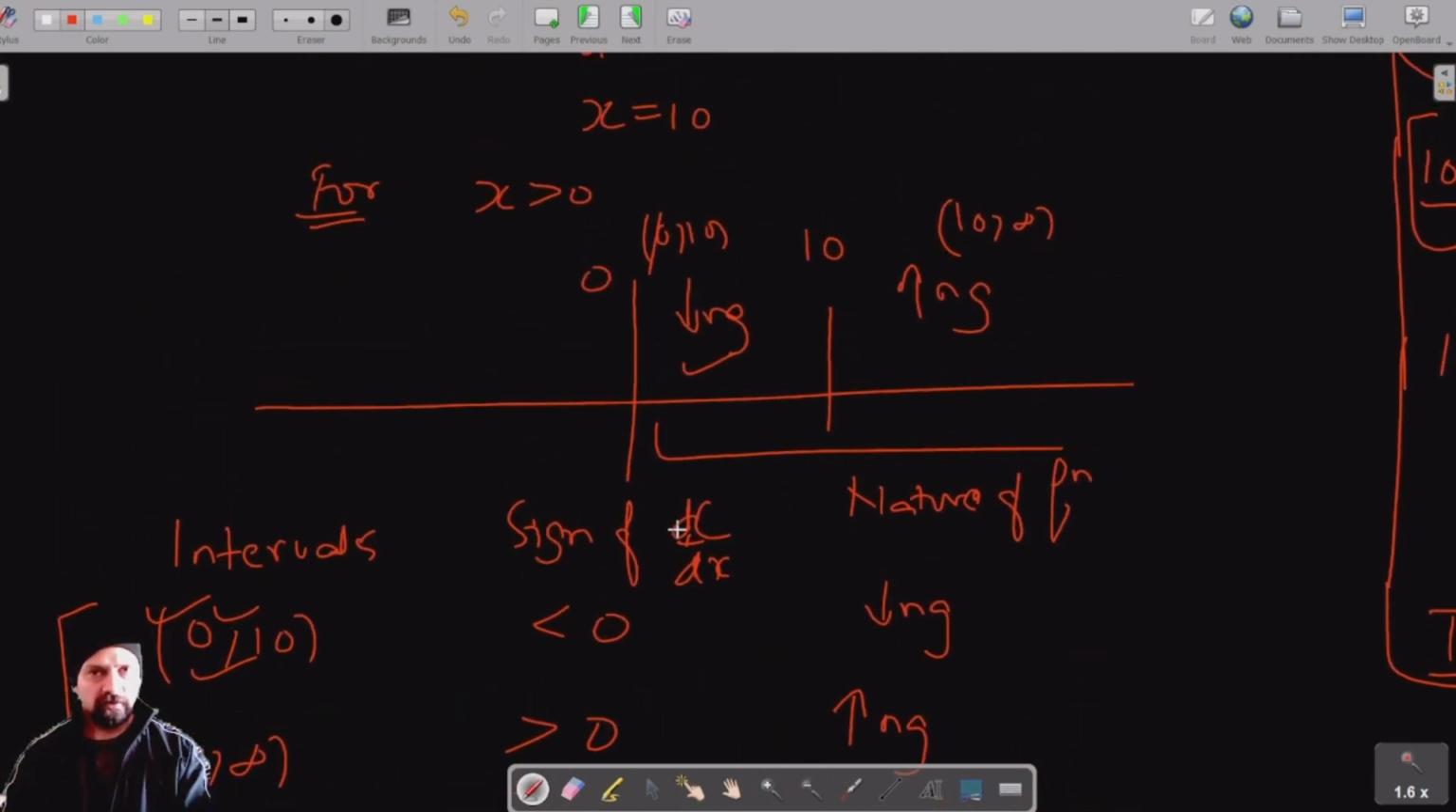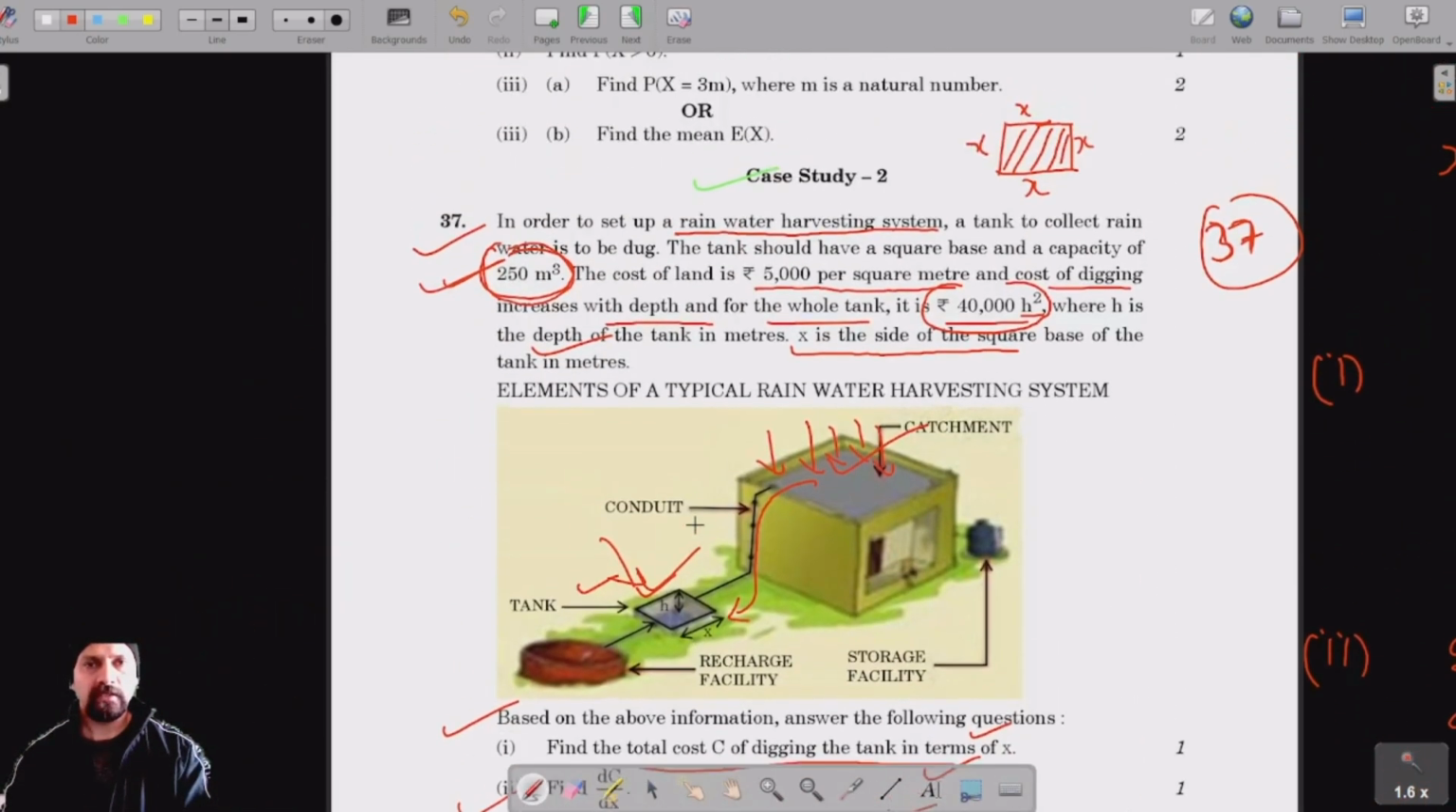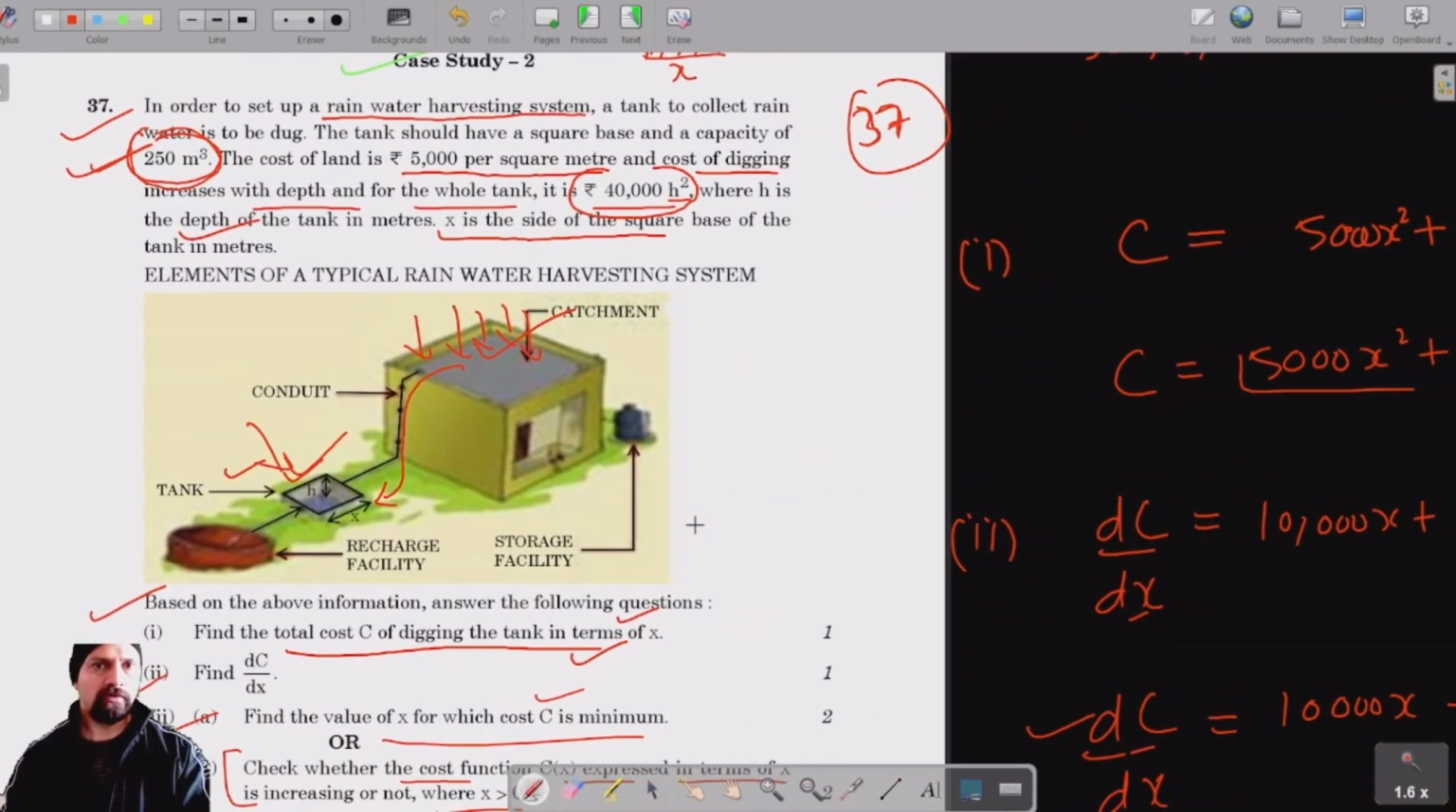Okay, so this solves our case study, that is question number 37. Let's move on to the last one.